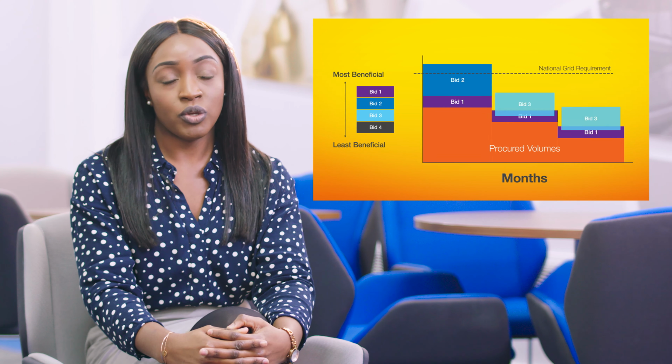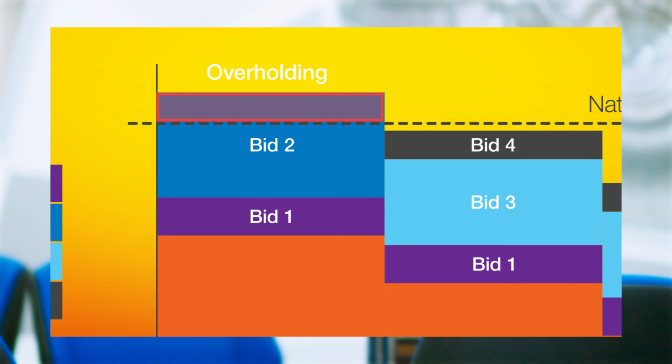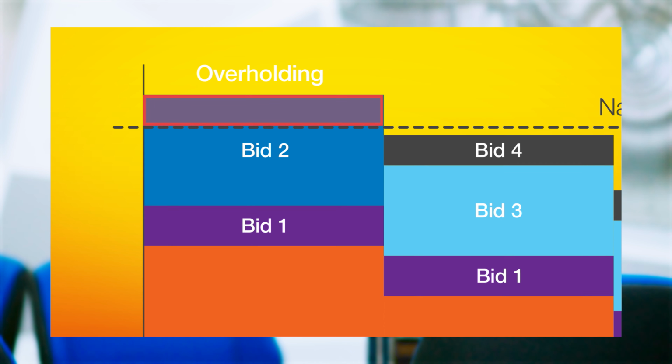In step 2, we overlay our requirement, accounting for the cost of overholding. Where a tender results in overholding, where settlement periods have already been satisfied, zero value is placed here.